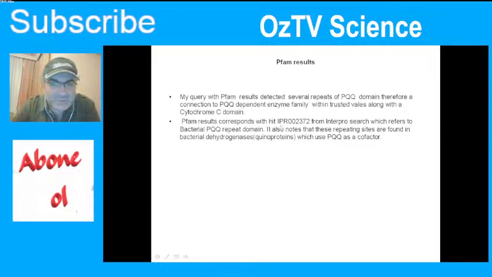FEM results correspond with the hit IPR. InterPro results, the earlier search from InterPro, which refers to the bacterial PQQ repeat domain. It also notes that these repeating sites are found in bacterial dehydrogenases, proteins. See, there's another name, bacterial dehydrogenase proteins, which use PQQ as a cofactor. Let's continue. So I guess I am on the right path. Looks like we are getting somewhere.